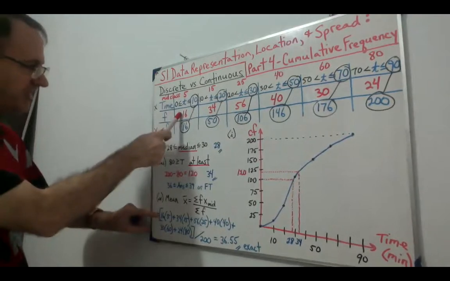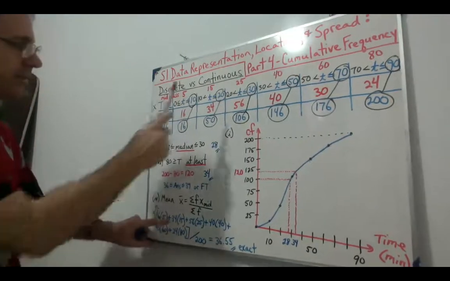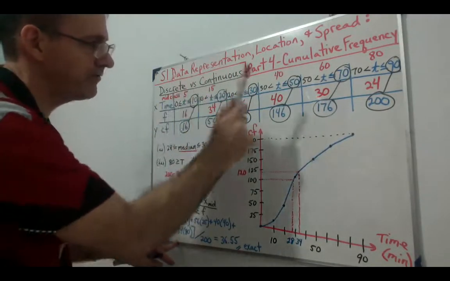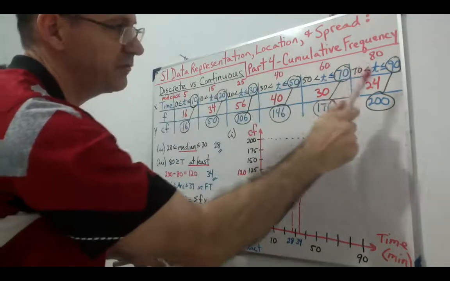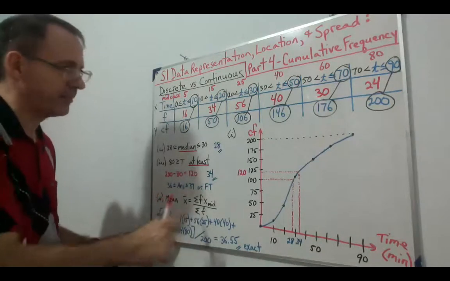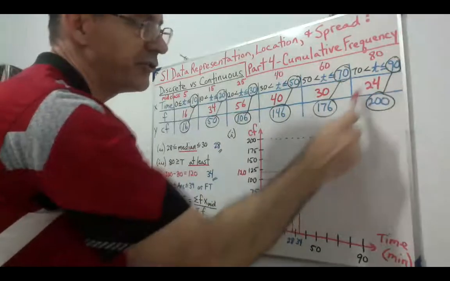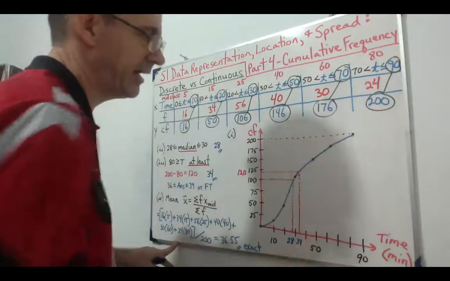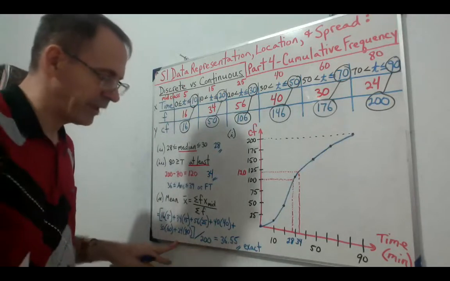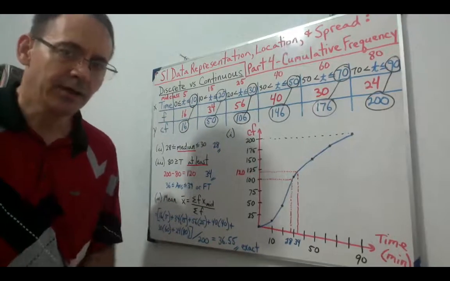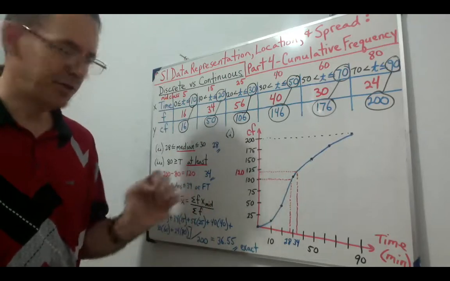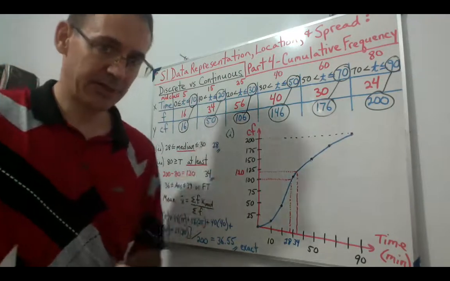So notice we get 16 times 5 plus 34 times 15 plus 56 times 25 plus 40 times 40 plus 30 times 60 plus 24 times 80. Add all that up and divide it by the sum of your frequency, which is your 200. All these frequencies should add up to 200. And you divide by 200 and you get 36.55. Now, notice I put 36.55 and not 36.6 to three significant figures.